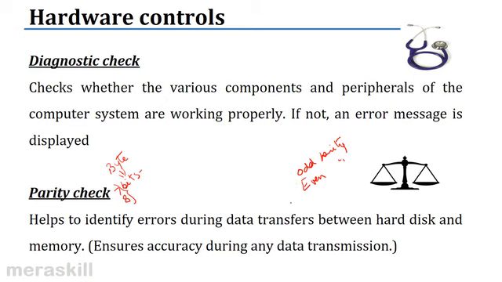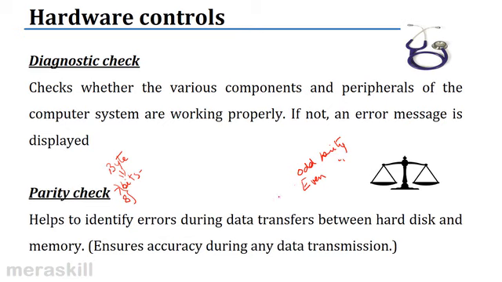Now when the sending device sees, for every 7-bit set, suppose I'm taking a 7-bit set, if I'm taking 7 bits, and we see the number of set bits here is even, then the parity bit will become 0. If the sending device sees that the number of set bits is odd in a 7-bit group, then the parity bit is kept as 1.